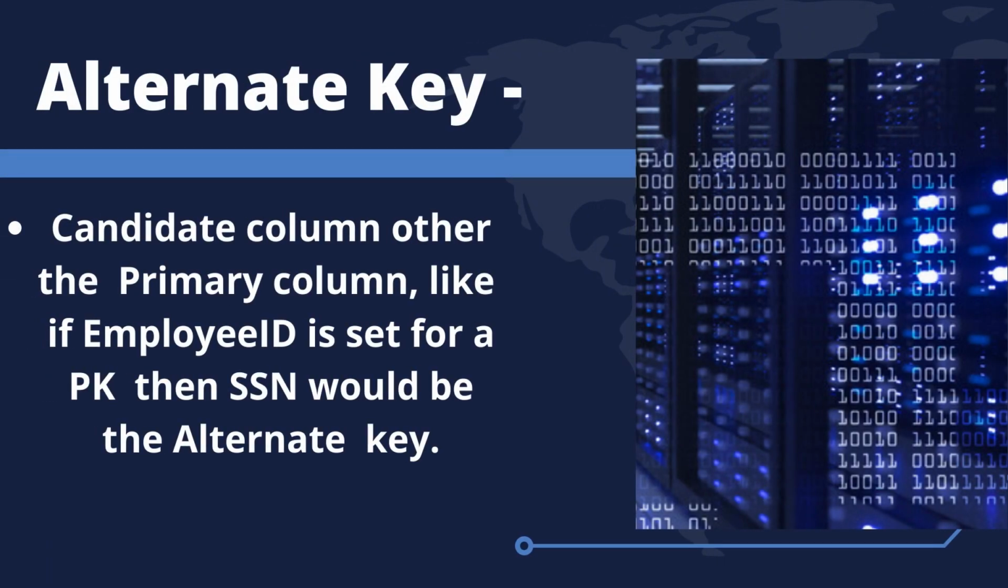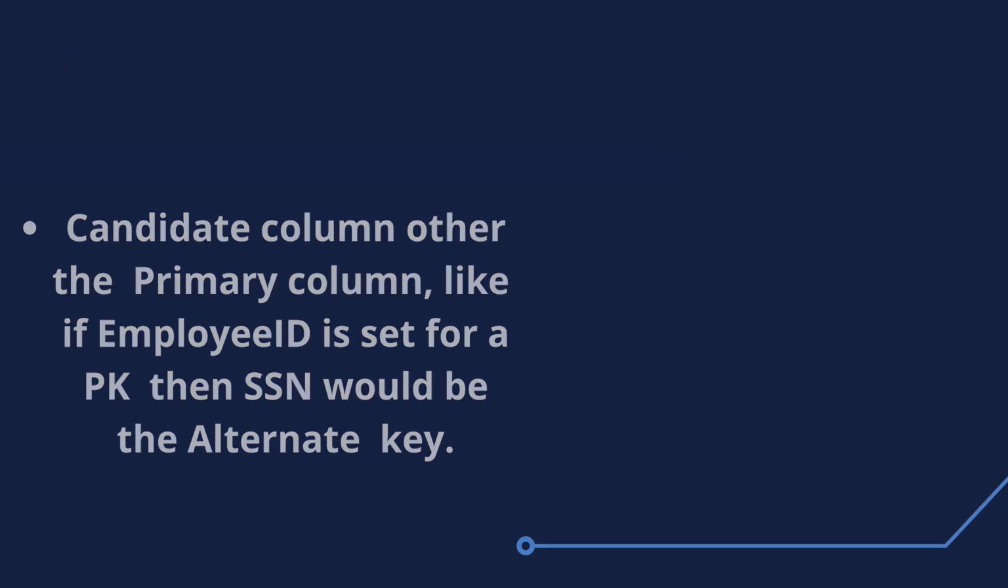And the third one is the alternate key. Alternate means we have two options to choose our primary key, whether the first or the second option. So the candidate columns other than the primary column are alternate keys. Like if employee ID is set as the primary key, then SSN would be the alternate key. I just now talked about it.